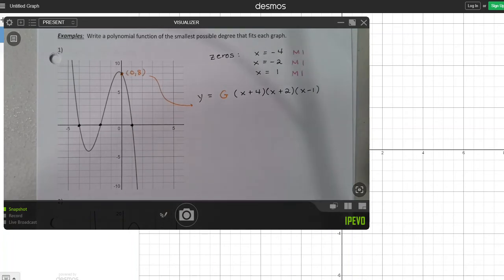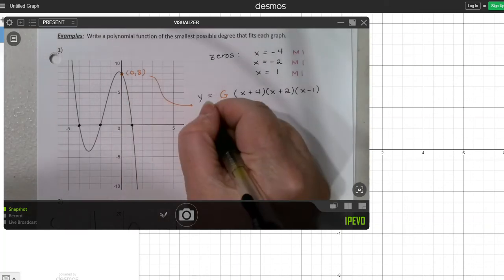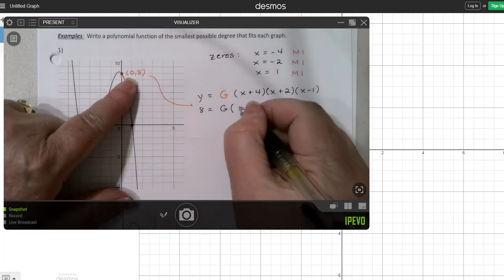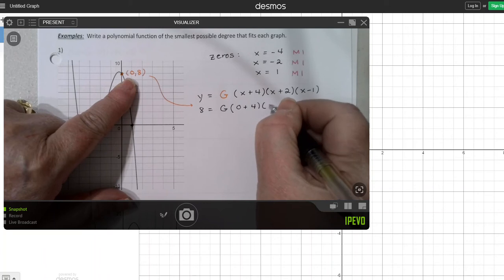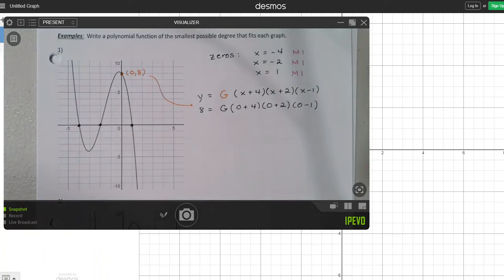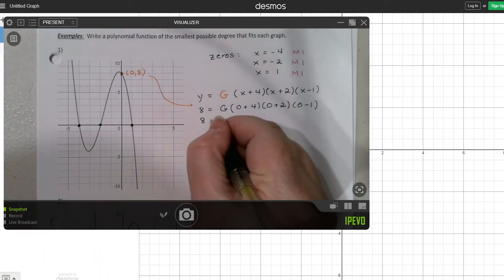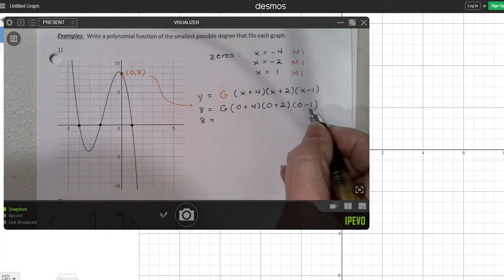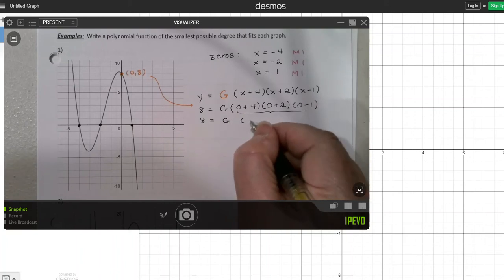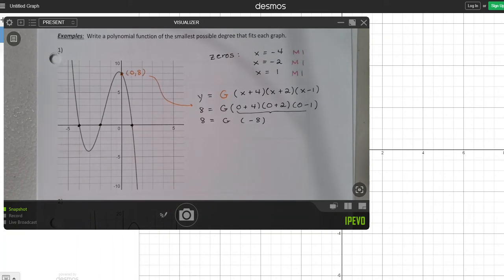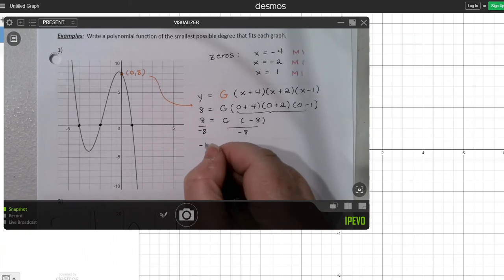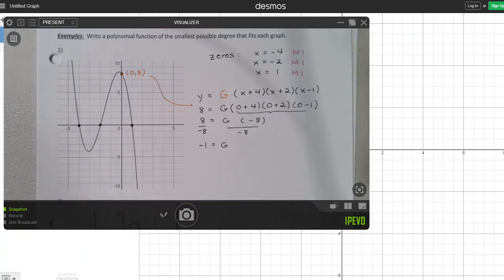So let's do that. Y is 8 equals g times, and I'm putting 0 in for the x every time. So let's see, 4 times 2 is 8 times -1. That's -8, so I have g times -8. And if I divide both sides by -8, g is -1.